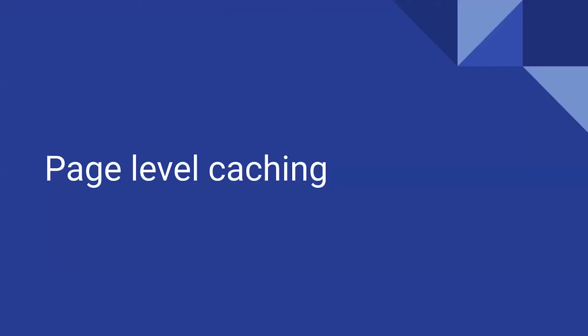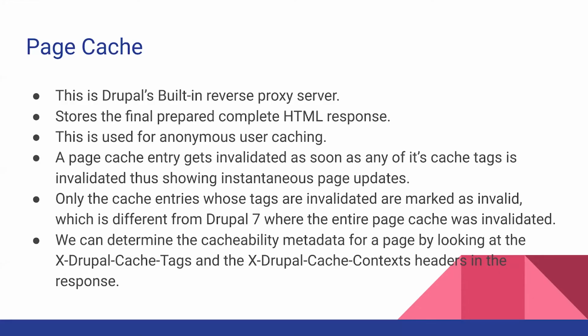So let's look at page level caching now. There are two caches which provide the feature for page level caching: one is page cache and the other is the dynamic page cache. Page cache is basically Drupal's built-in reverse proxy server. The request first goes through page cache into the interior parts of Drupal. It's also called, I think, the poor man's Varnish, because it's freely available. Drupal provides it out of the box. So what does it do? This page cache stores the complete final rendered response.